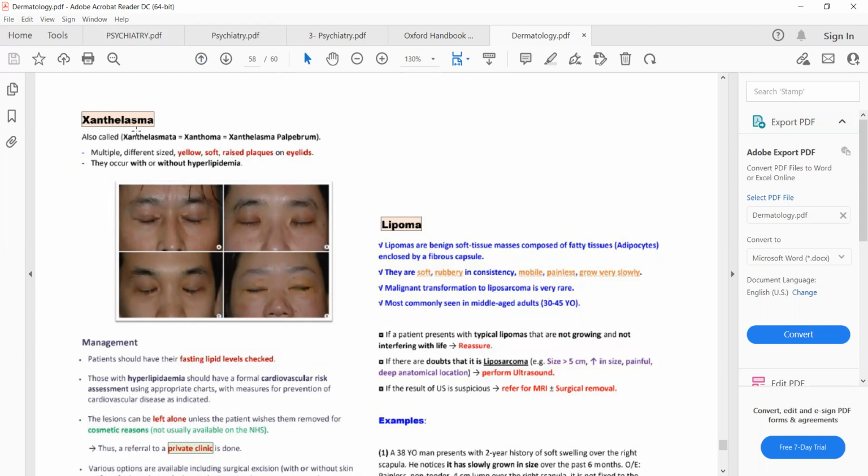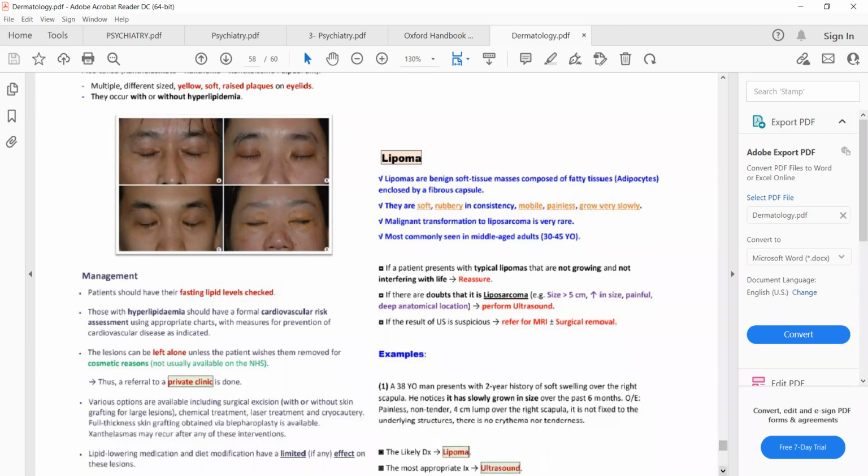So if someone presents to you with Xanthlaesma, then you need to check their fasting lipid profile. And if there's hyperlipidemia, then after doing a cardiovascular risk assessment, you can prescribe lipid lowering agents. Otherwise, there is no need to do anything. And if the patient wants them removed for cosmetic reasons, then again you will refer to a private dermatology clinic.